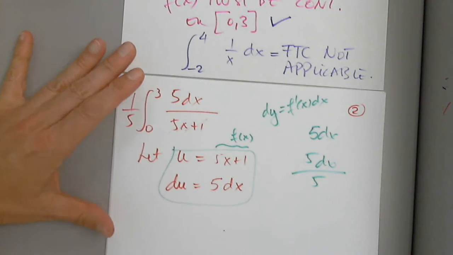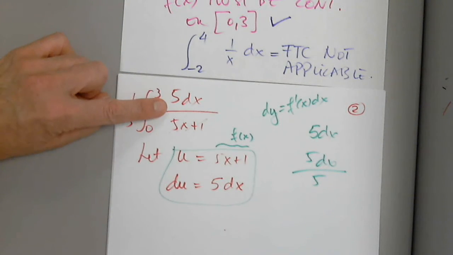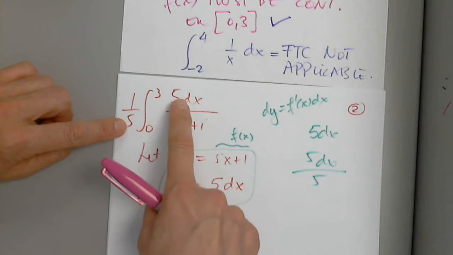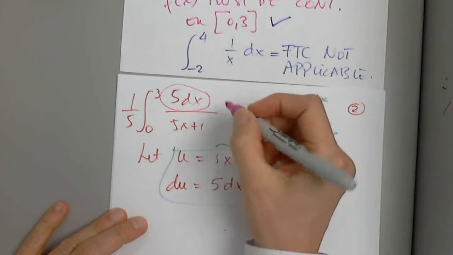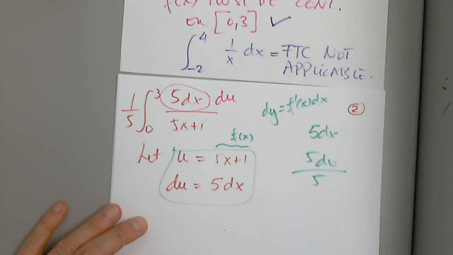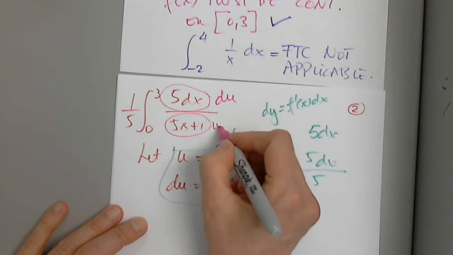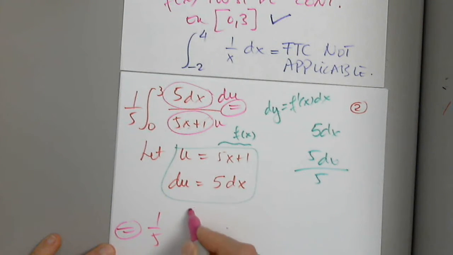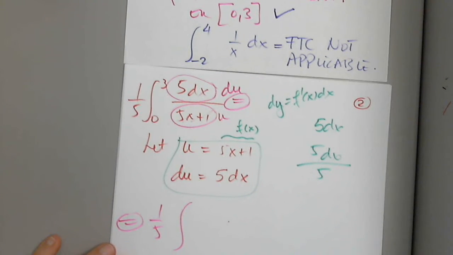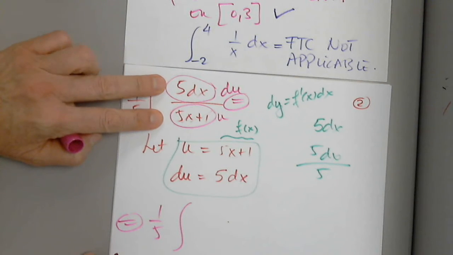Okay, so then I really needed the 5 because I need 5 dx. I multiplied by 5 and divided by 5. This will be replaced by du. This will be replaced by u. There is a 1/5 in front. Do not write the limits of integration. So what do we have inside? Forget about the limits for a moment.